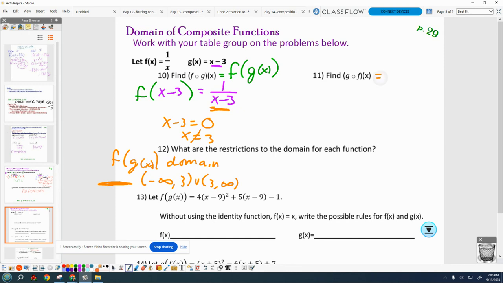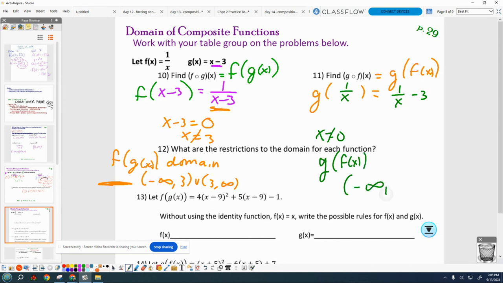All right, Antoinette, I'm going to rewrite this one. G of f of x. I'm going to replace f of x with what? What does f of x equal in this set of problems? 1 over x. Right away, is there something I need to not allow? 0. Yeah, okay. X cannot be 0. So g of stuff is stuff minus 3. The restriction for g of f of x is everybody but 0.